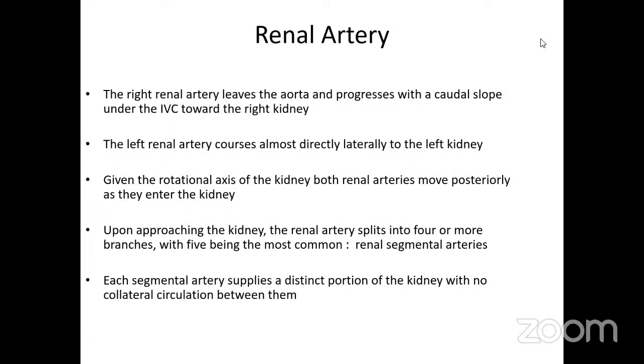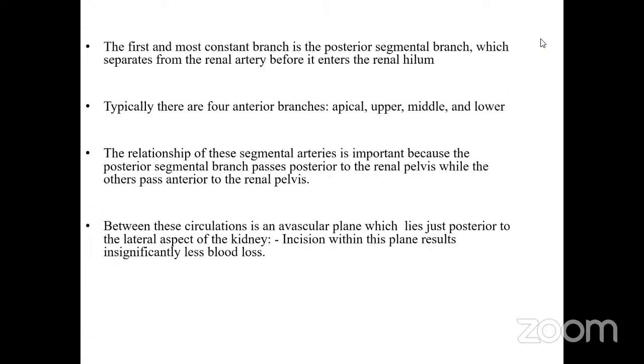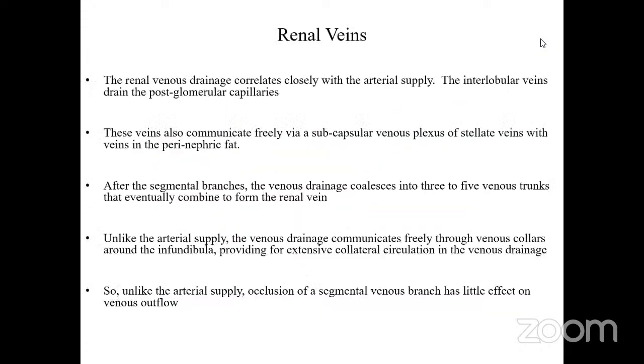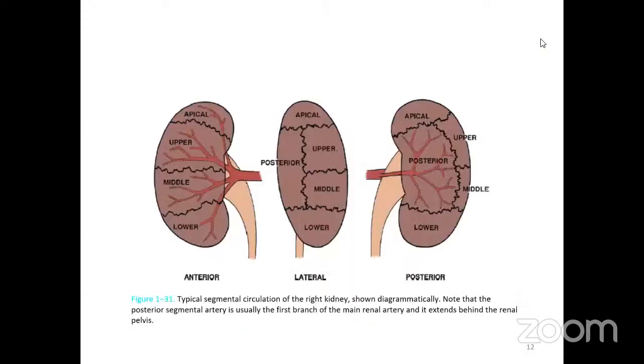Renal arteries divide into segmental arteries, 4 anteriorly and 1 posterior segmental artery. This is a diagram showing that there is one posterior segmental artery which leaves the renal artery before the renal artery enters the hilum, and the anterior segmental arteries are 4, which are apical, upper, middle, and lower.